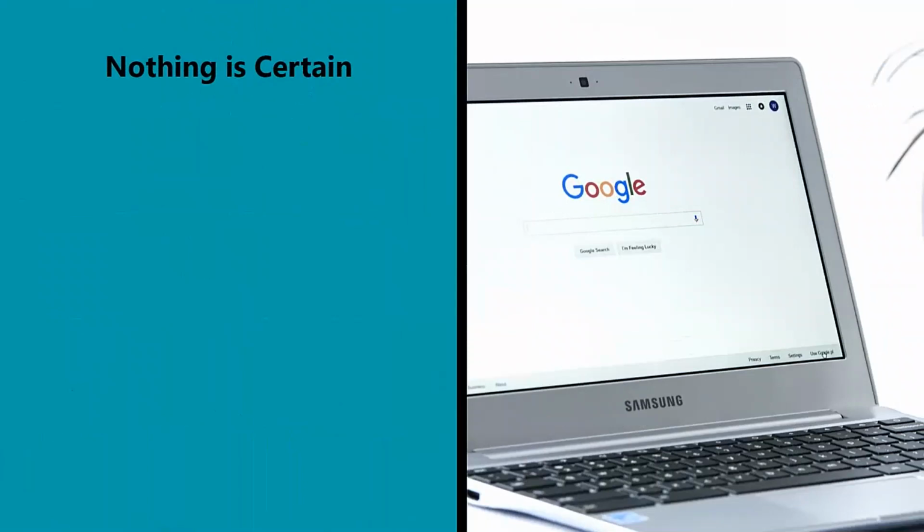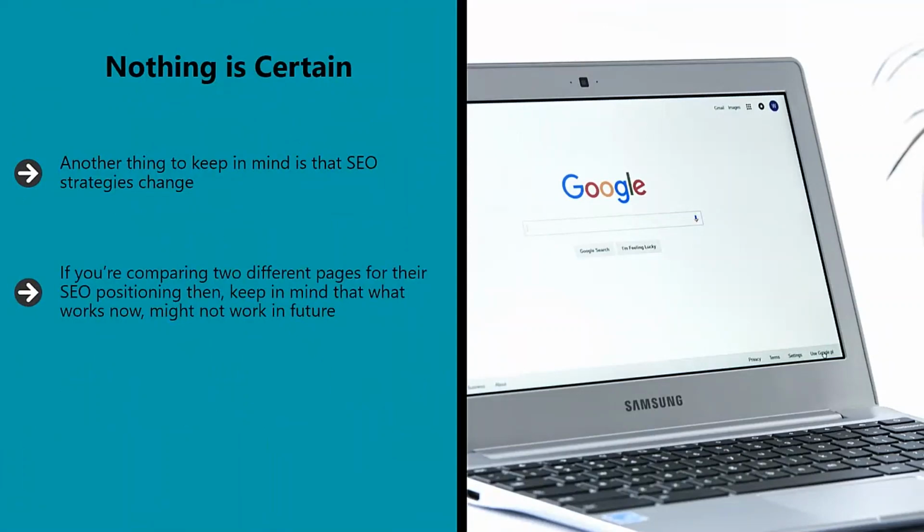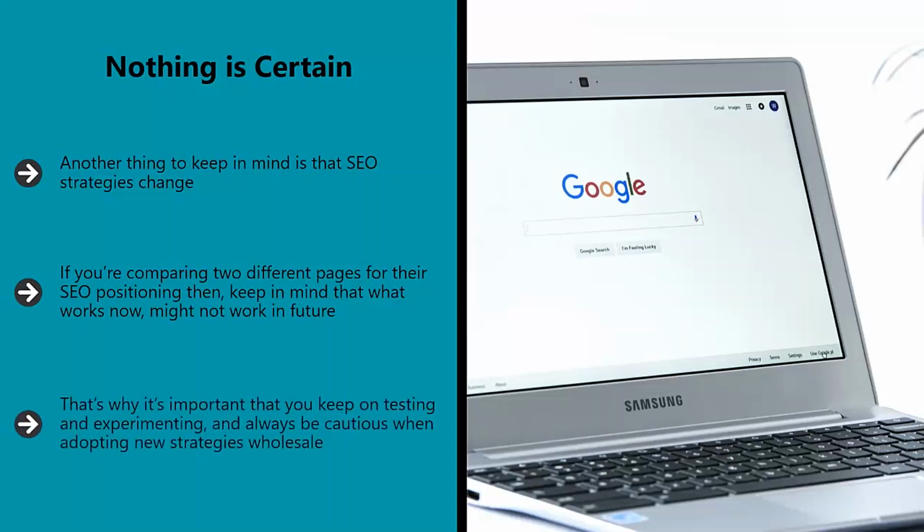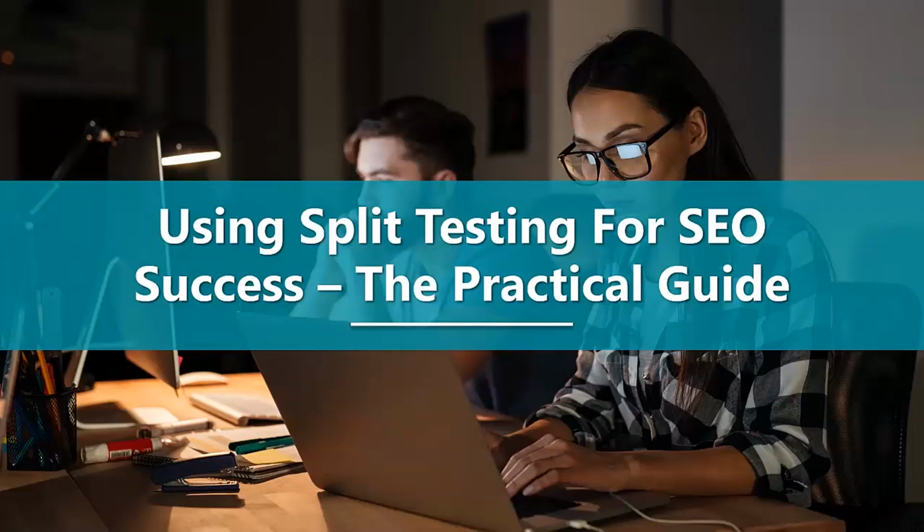Nothing is certain. Another thing to keep in mind is that SEO strategies change. What was a great SEO strategy once can change on a dime once Google decides to change its mind. If you're comparing two different pages for their SEO positioning, then keep in mind that what works now might not work in the future. That's why it's important that you keep on testing and experimenting, and always be cautious when adopting new strategies.